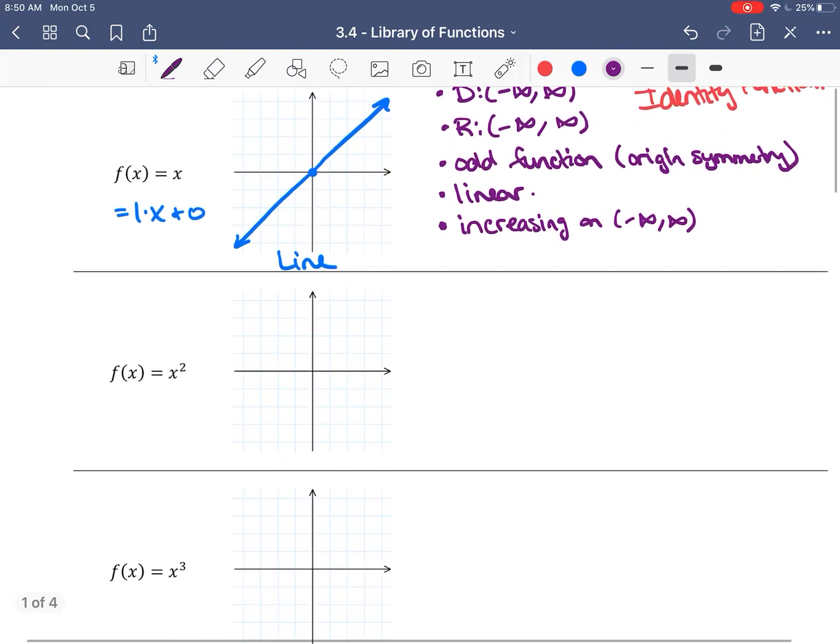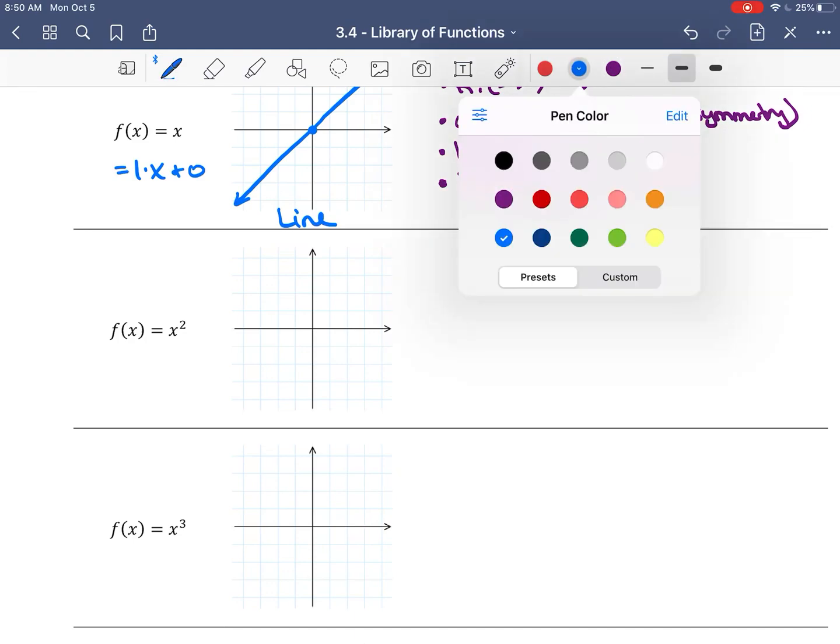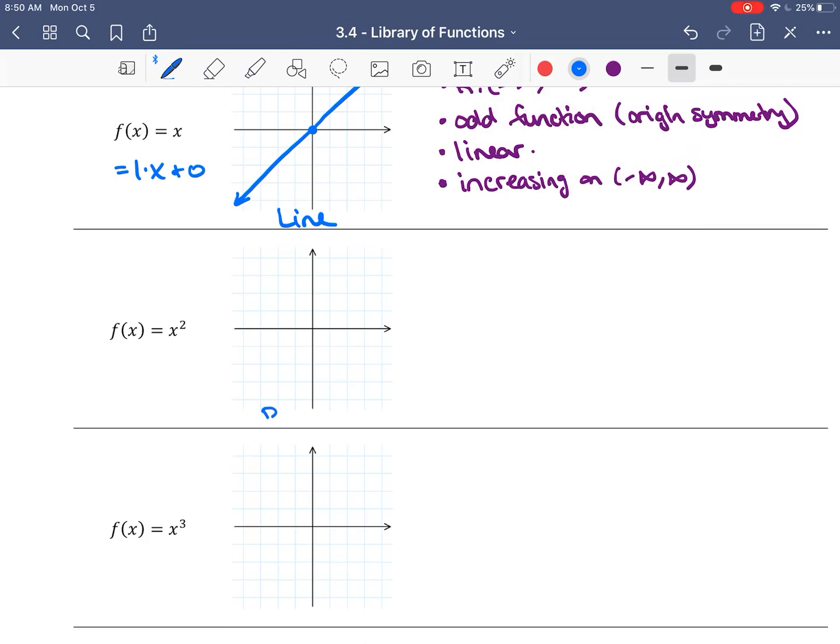Okay, let's move on to a harder one. So f of x equals x squared. Hopefully we know this one. The shape is what we call a parabola. It has its vertex at the origin, and then if you go out 1, you go up 1 on both sides. If you go out 2, you go up 4 on both sides. So the graph has a shape something like this.